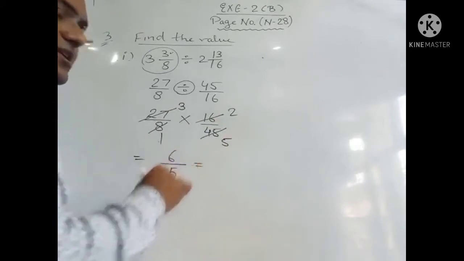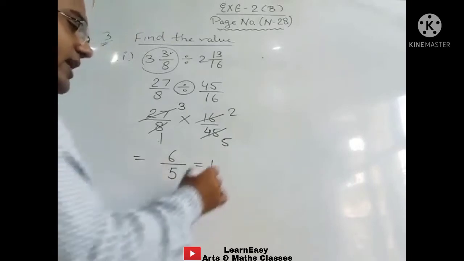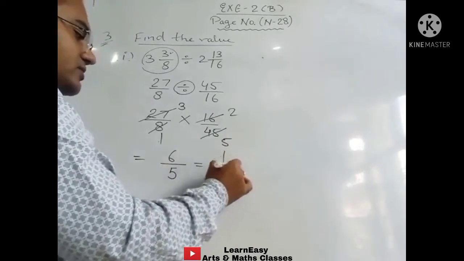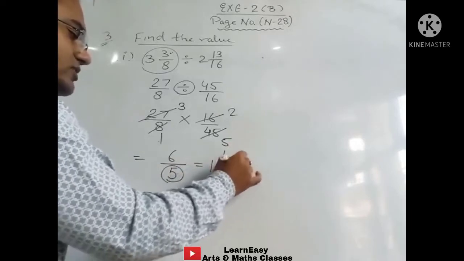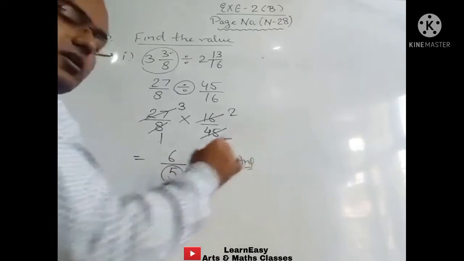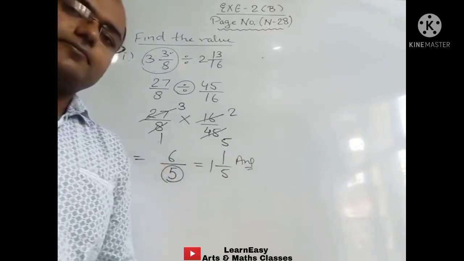Now we will convert this into a mixed fraction. 5 1s are 5, remainder will be 1. That remainder we have to write on top. So 1 whole 1 upon this 5, we have to write in the denominator. So the final answer is 1 whole 1 upon 5. So like this you have to do question number 3rd, first part.